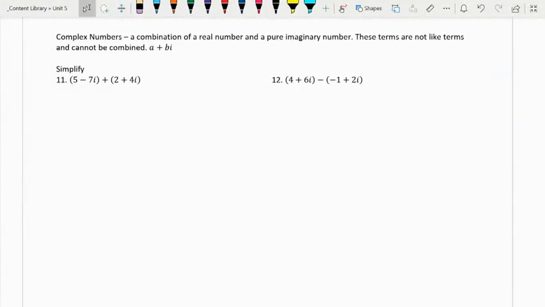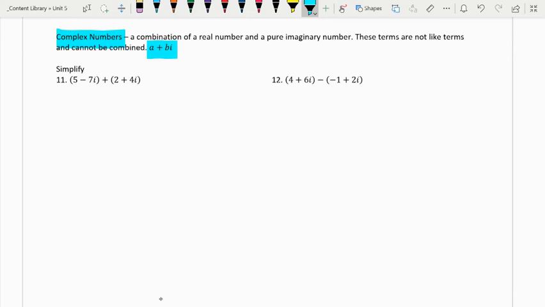The last thing we're going to talk about today are just complex numbers in general. Complex numbers are a combination of a real number and a pure imaginary number. These terms are not like terms and cannot be combined. It's represented as a plus bi.